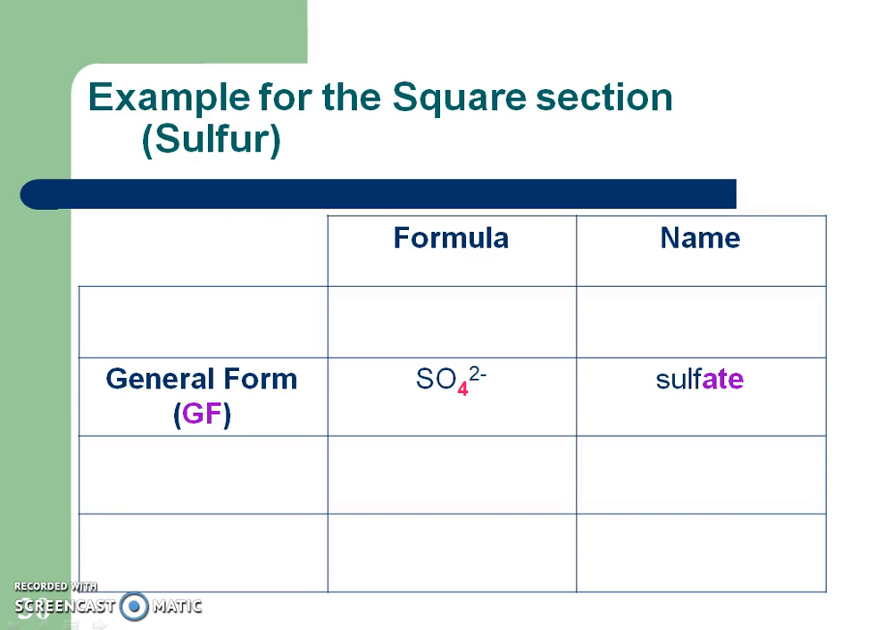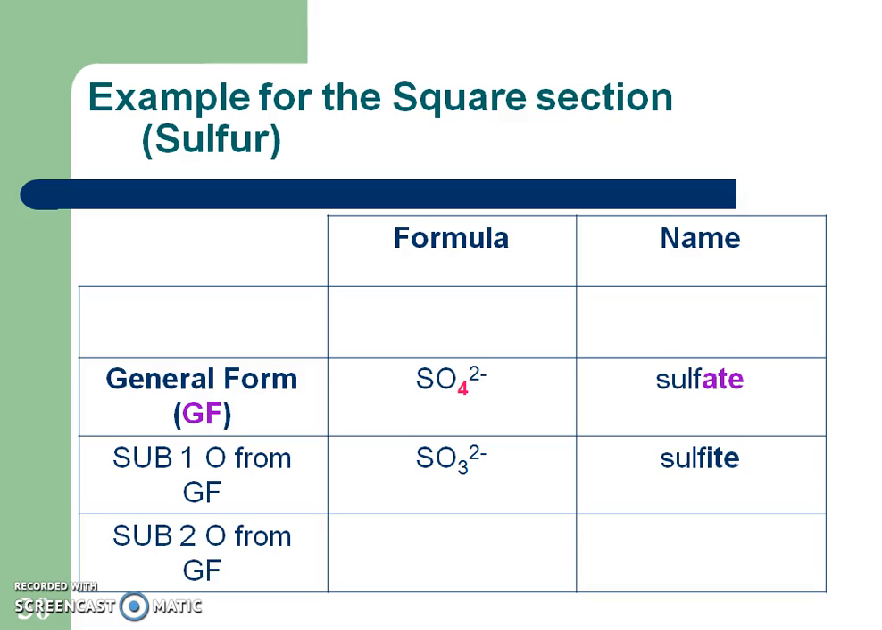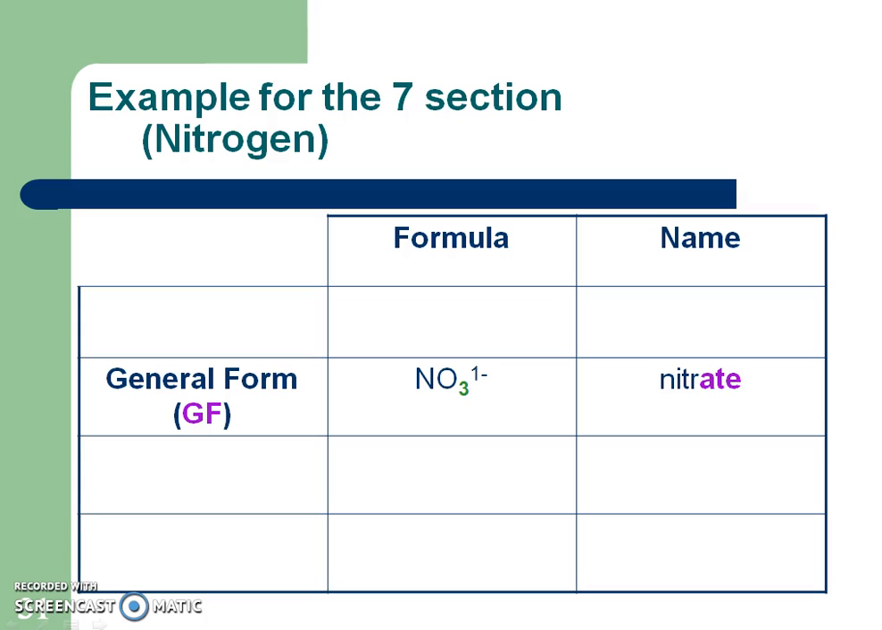So let's look at an example, sulfur. The general form is going to be SO4 -2. That came from that original sulfur square area, and we're going to name it sulfate. If we take an oxygen away, everything else stays the same, SO3 -2, and we're going to change its name to sulfite. If we take 2 oxygens away from the general form, we get SO2 -2, and now we're going to change it to hyposulfite. And last one, if we add an oxygen to the general form, we get SO5 -2, and we name it persulfate.